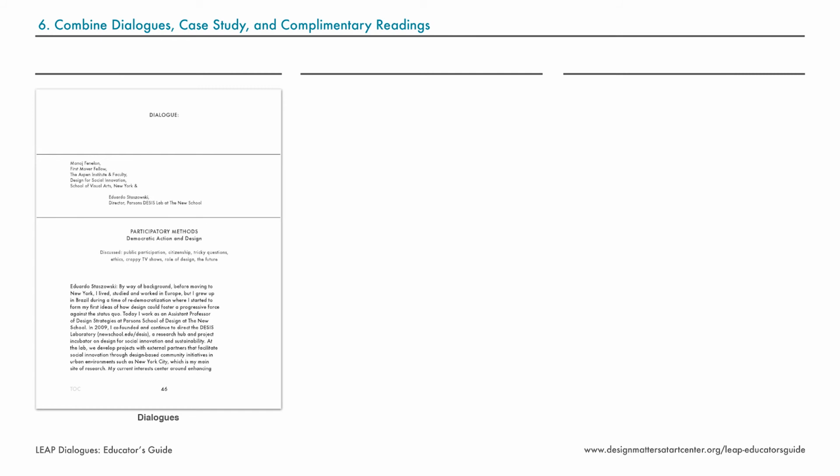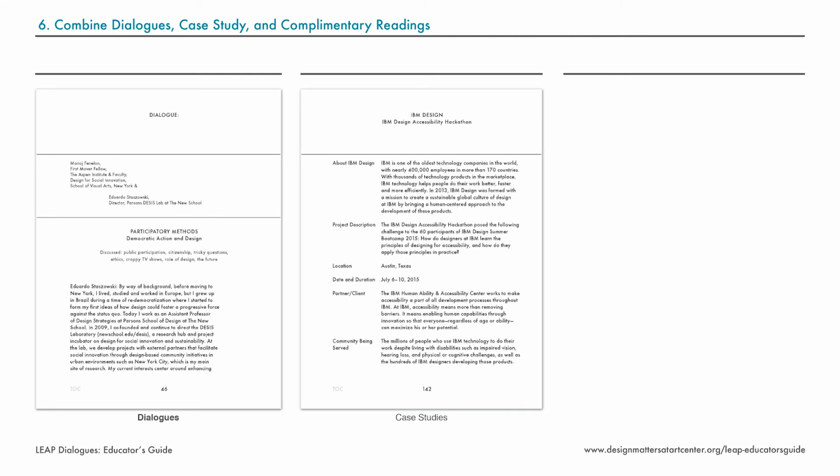So we thought about giving you one example of how you might do this in your classroom. In this case, we're using an example from a dialogue by Manoj Fenlan and Eduardo Stokowski. They talked at length about what design can do for democracy and to get more participation in democracy. And we thought that would pair really nicely with the IBM case study, because the IBM case study talks about fostering democratic thought within a design studio and more of a collaborative spirit within a design studio.